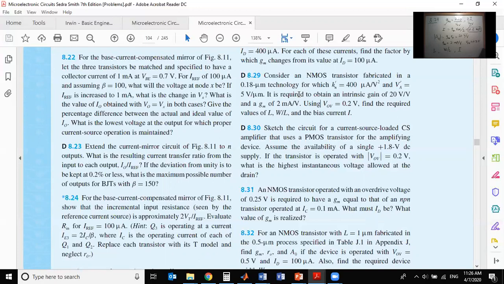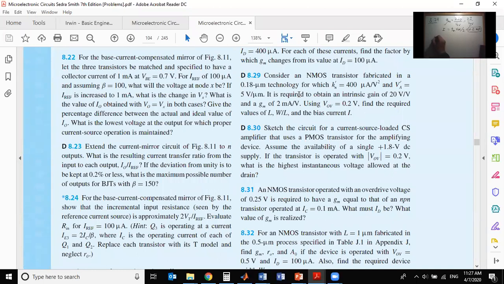I think we find W over L first by using ID equals 1/2 Kn prime multiplied by W over L multiplied by V over drive square, and we solve for W over L. That's correct, yes. So let's go here.